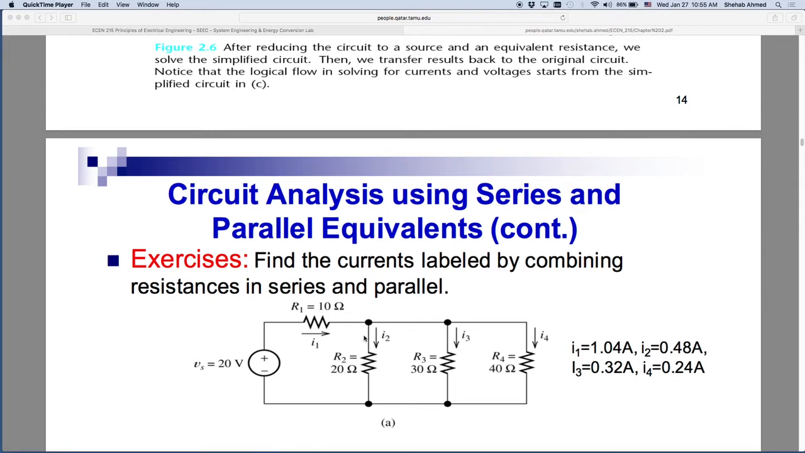If we find the voltage across R2, this same voltage is across R3, also across R4. So we take this voltage divided by the value of these other resistances, and we will find the current in each of these branches, right? That's one way to do this.